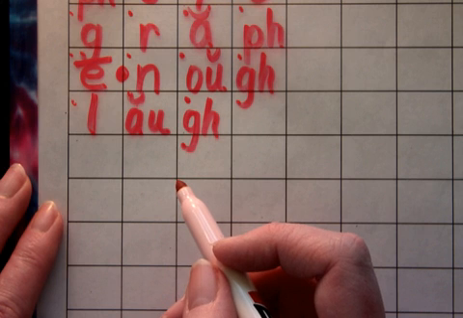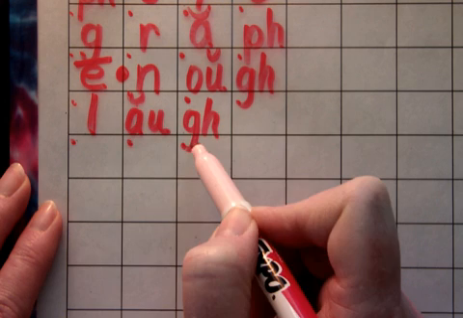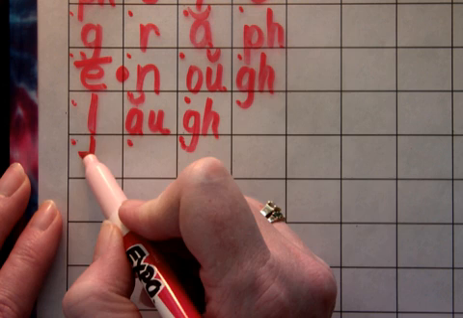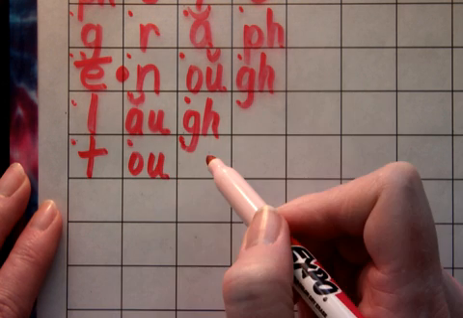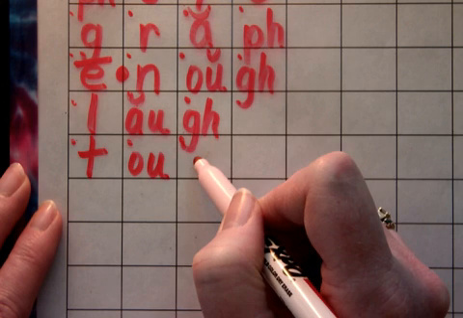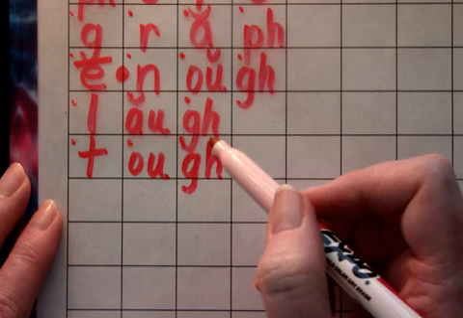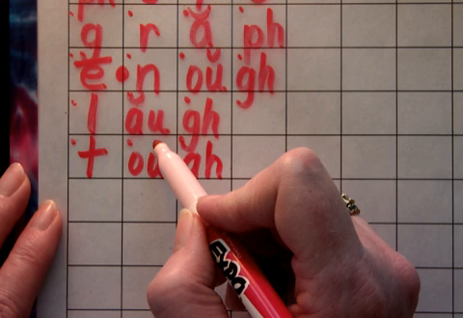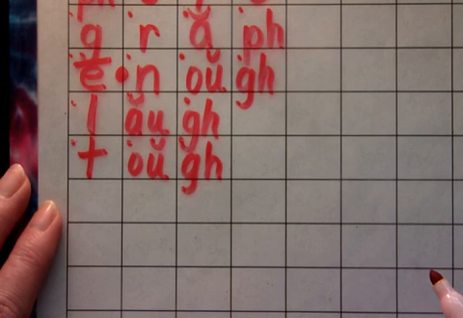The next word is tough. Tough. T, f. The first sound is T. And this word is O-U, and F is the G-H. Tough. This is the sound, which is the short U sound. Tough.